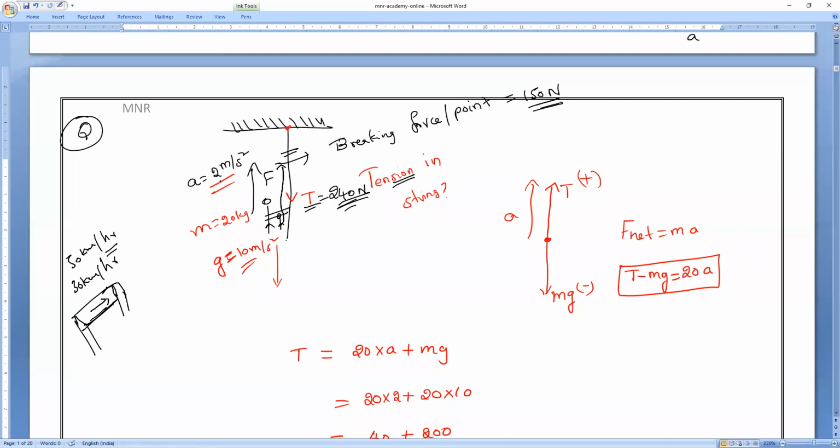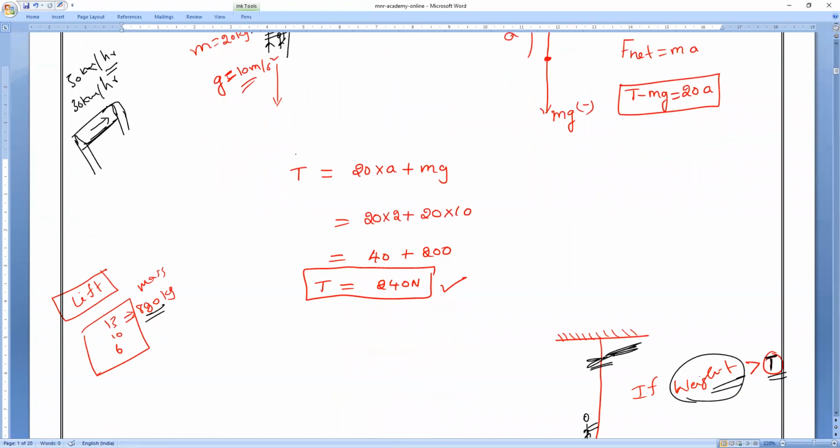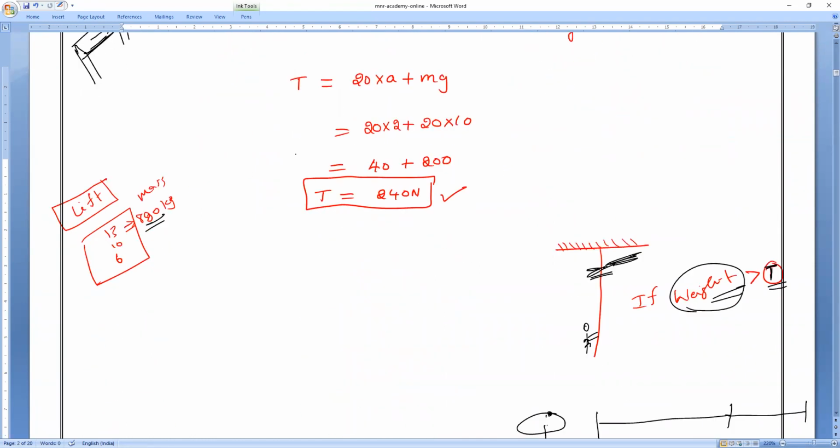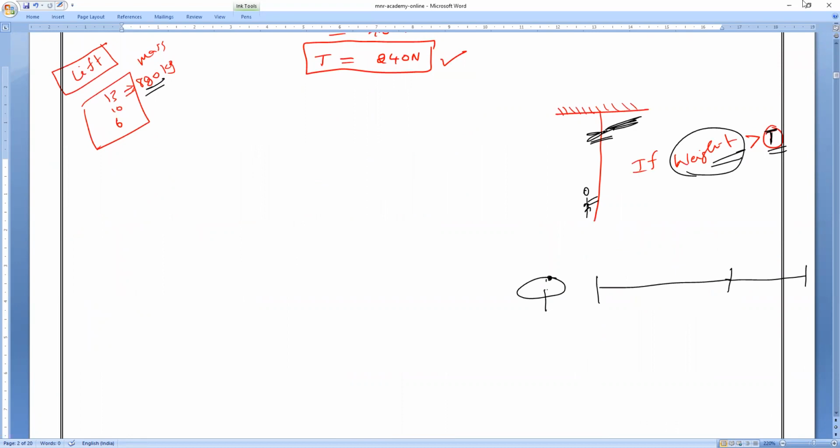So even though your weight is less, if you go faster and the acceleration is high, is there a possibility of breaking the string or not? That is my question. Anybody? Yes, all of you?